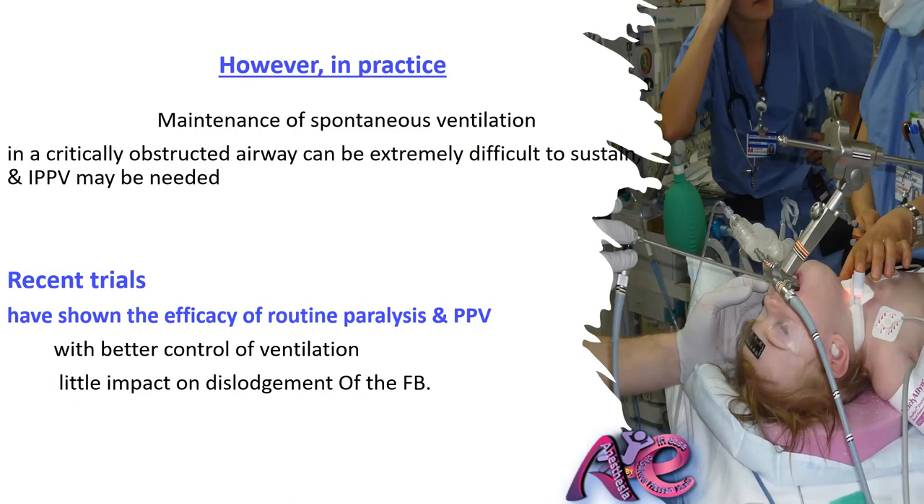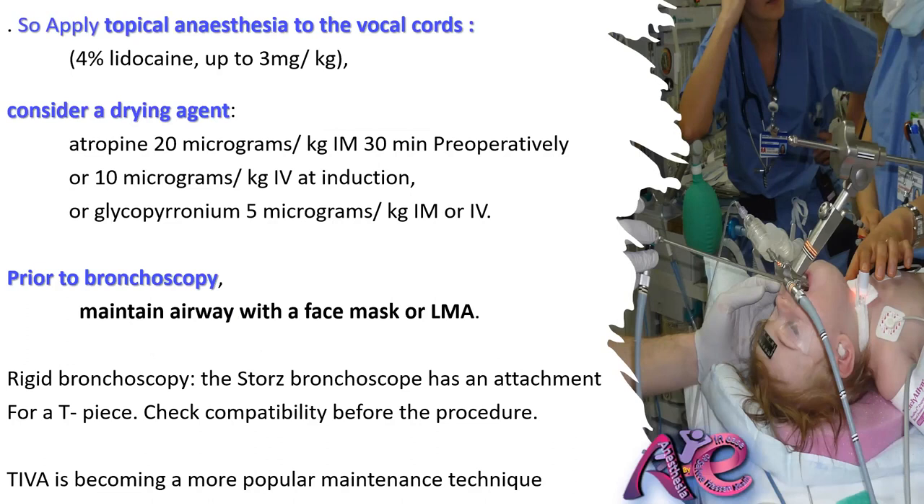Recent trials have shown the efficacy of routine paralysis and positive pressure ventilation, with better control of ventilation and little impact on dislodgement of the foreign body. But we have to apply topical anesthesia to the vocal cords and consider a drying agent, as we mentioned. Prior to bronchoscopy, we have to maintain the airway with a face mask or laryngeal mask, LMA.